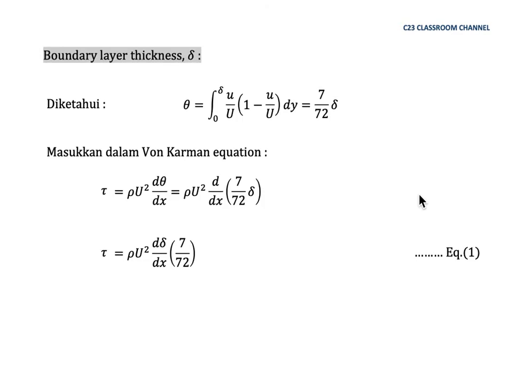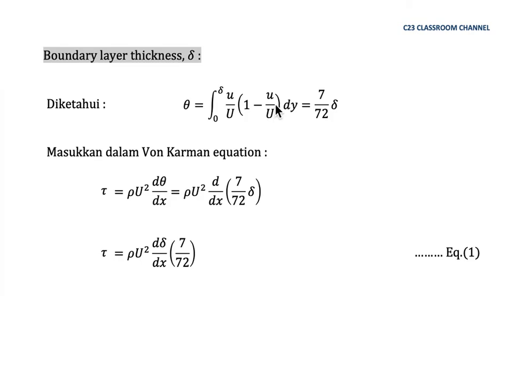So let's say we want to define what the boundary layer thickness delta is. We start with the von Karman equation here. Von Karman is tau equals rho U squared d theta/dx. As we know, we need to find the value of theta for the 1/7 power law. So we calculate the value of delta by using this equation.